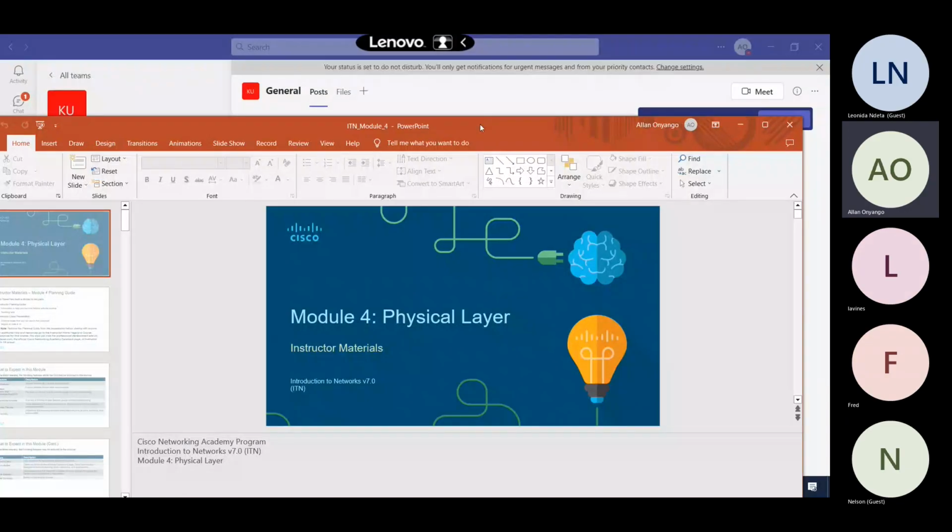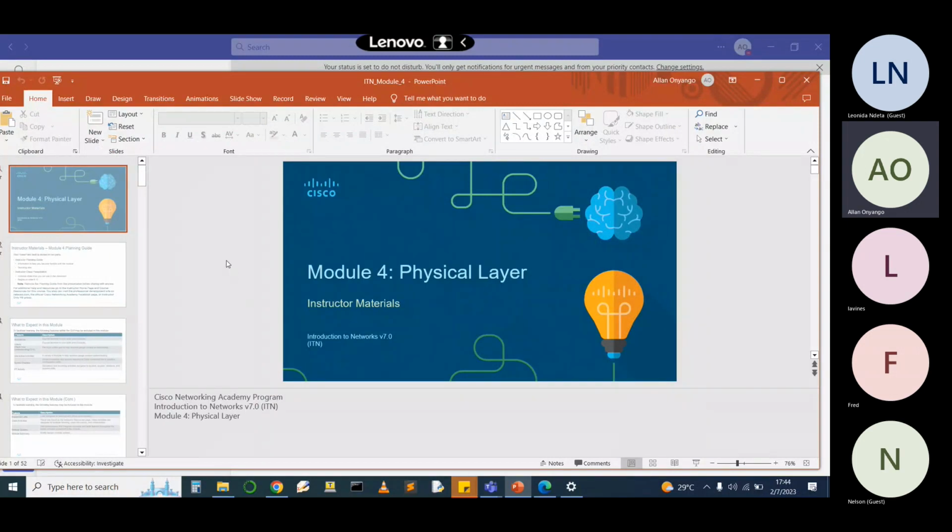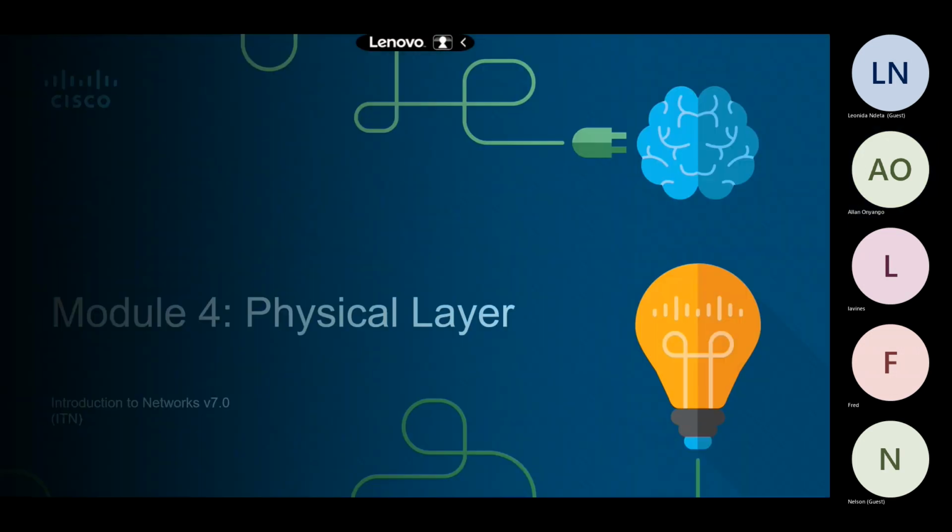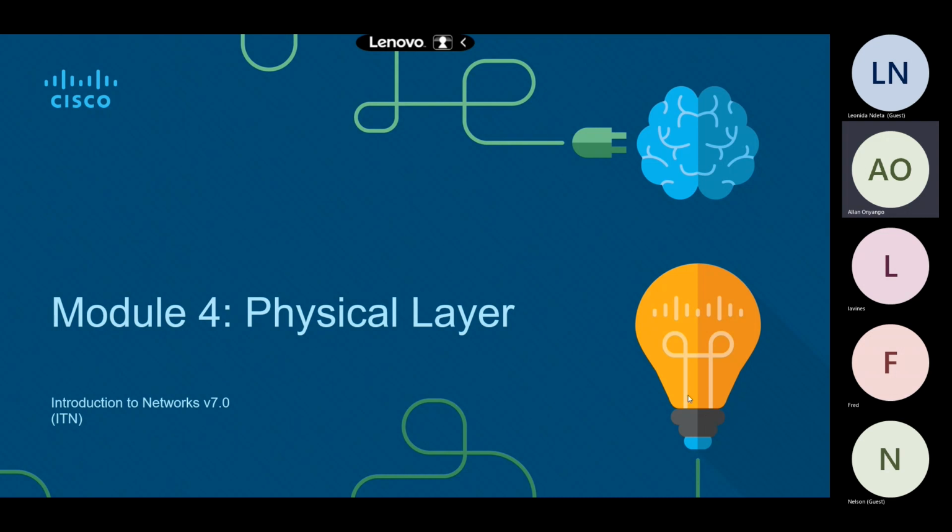So we are going to continue with our learning. We'll continue with our session for today. We are on module 4, and module 4 is called the physical layer. And remember, the physical layer is one of the network components, and so it is important that we start learning about the network medium.